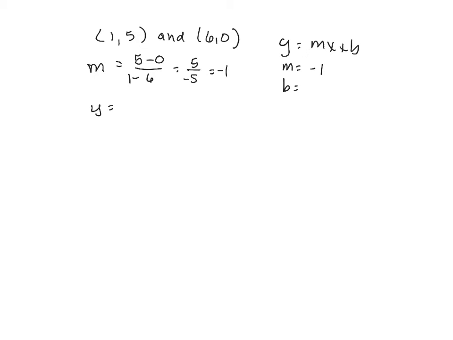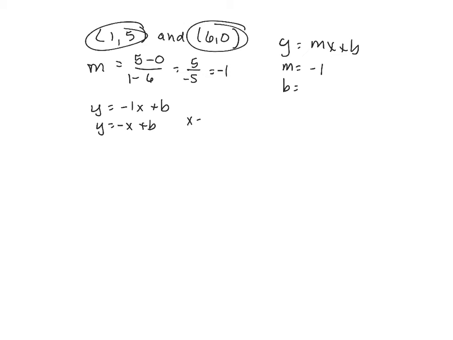So we have y equals negative 1x plus b. Now negative 1 times x, you can just write y equals negative x plus b. Now you can either choose this (1, 5) or this (6, 0). I really suggest choosing anything with a 0. It makes it a lot easier.